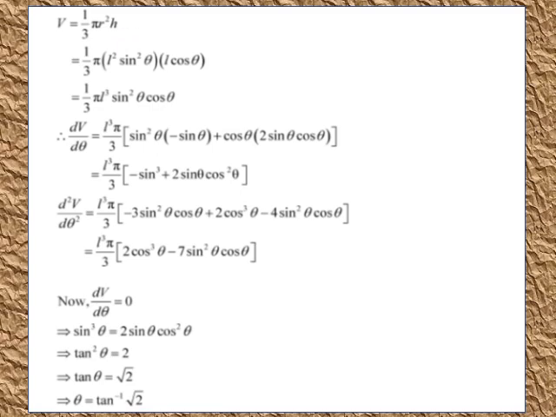Volume of the cone is 1 upon 3 pi r square h. So putting the value of r and h, we get volume as 1 upon 3 pi L cube sin square theta cos theta. Now since L is given, we cannot differentiate with respect to L. We have to find the angle theta. So differentiating with respect to theta, we get dv upon d theta. Clear? And if you differentiate it again to get the double derivative, you will get d2v upon d theta 2. So putting dv upon d theta equals 0, we get tan theta equals to root 2, or theta is equal to tan inverse root 2. So we get our angle as tan inverse root 2.